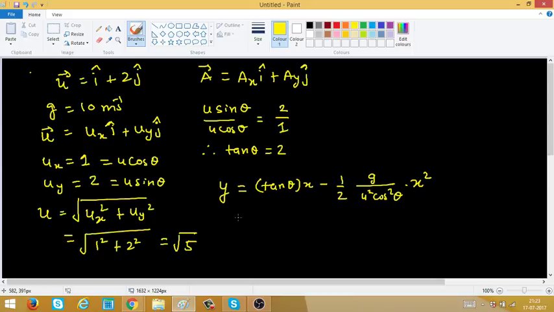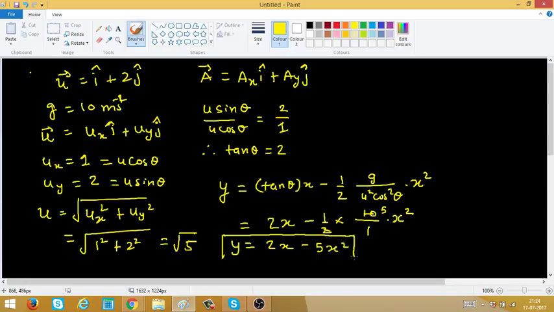So y equals tan theta, which we have found to be 2, so I can write 2x minus half. g I can take as 10. And u cos theta whole squared. Now what is the value of u cos theta? It is 1, so this will be 1 squared, so it will be 1 into x squared. And what will this give me? 2x minus 5x squared. This is the equation that we get.